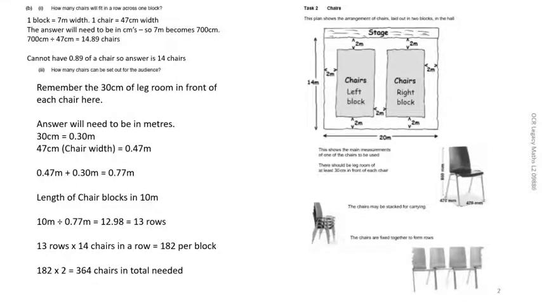Length of chair blocks we know is 10 meters. So we divide the 10 meters by 0.77. 12.98. Now in this case, you're going to go to 13 rows. That's what you will do on this particular case. It's going to be 13 rows because it's going to work with the measurements that we've actually got. So we can go for that. 13 chair rows times 14 chairs in a row is 182 per block. 182 times 2 equals 364, which is the amount of total chairs that are going to be needed. So again, you just might want to have a little look through on this question and see how it all breaks down into little constituent parts and actually comes together.